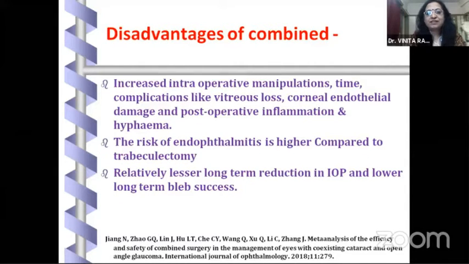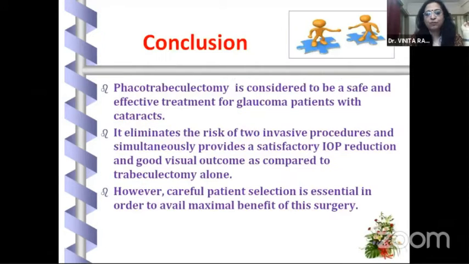But the disadvantage is that it involves excessive manipulation. So you have to be very careful. You have to be very skillful and very regular in the follow-up to reduce the inflammation, hyphema, and the risk of endophthalmitis, and long-term follow-up is equal.